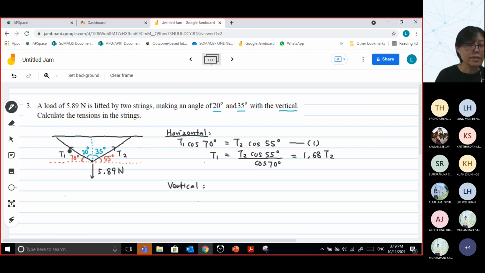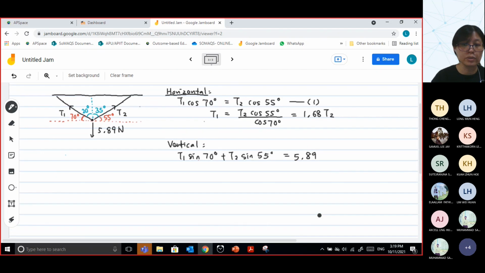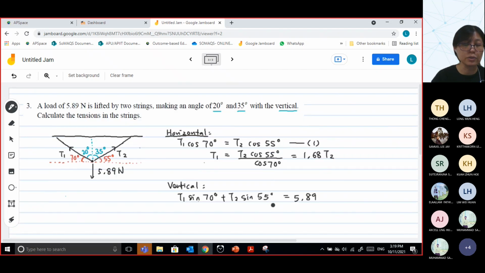Then next is vertical. So we add both vertical component for T1 and T2. For T1, it will be T1 sine 70, plus T2 sine 55 equals to 5.89 Newton. This one is already in Newton, so you don't need to multiply by gravity, it's included already. So this is the second equation.